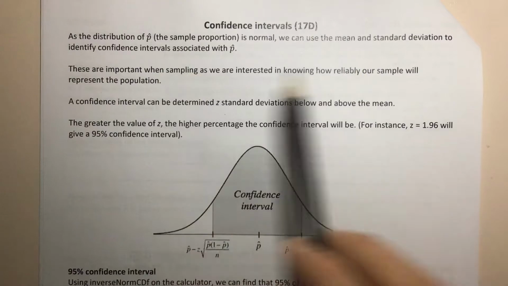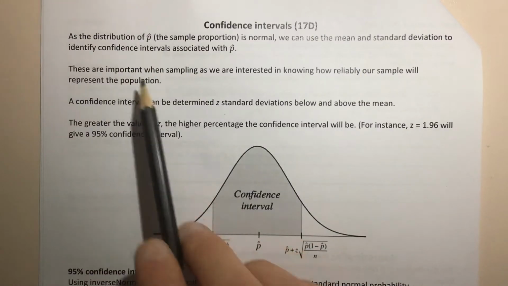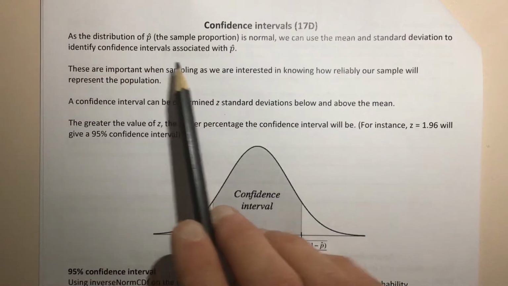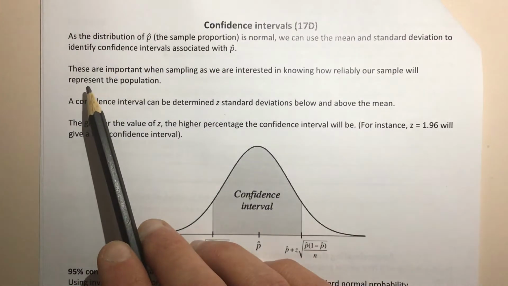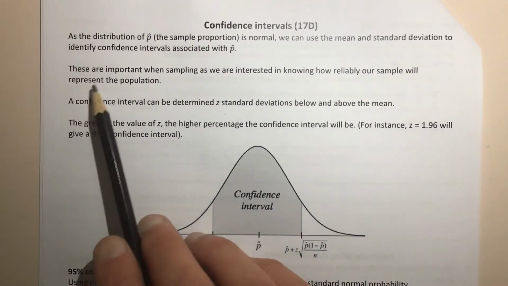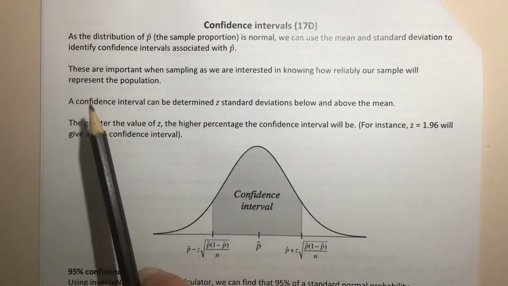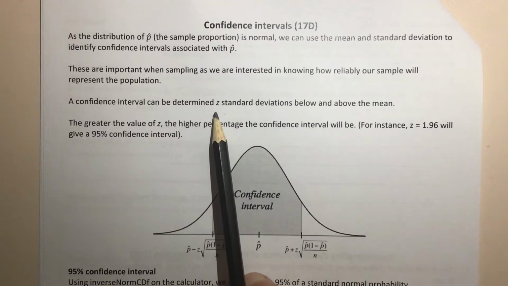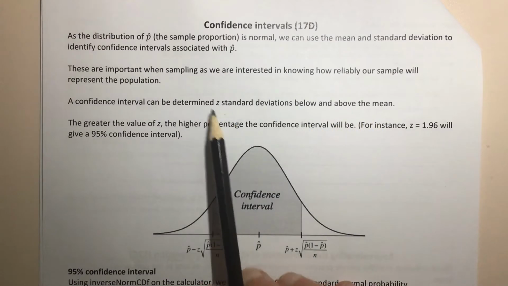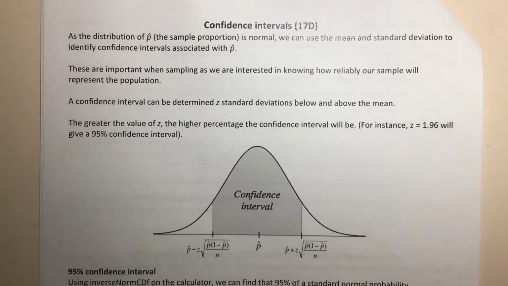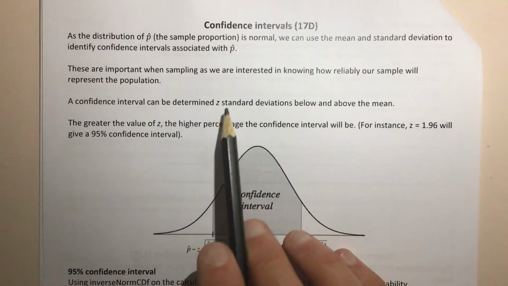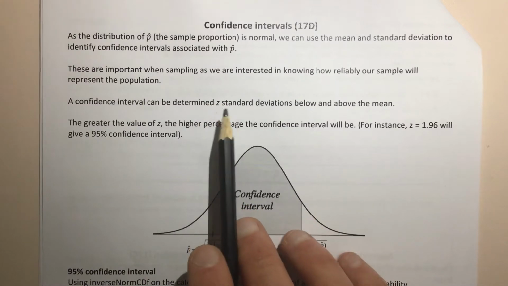In terms of these notes here, as the distribution of p hat is normal, we can use the mean and standard deviation to identify confidence intervals associated with p hat. As I was saying before, these are important because we're interested in knowing how reliably our sample will represent the population. A confidence interval can be determined Z standard deviations below and above the mean. And remember that Z is literally the value that means how many standard deviations above or below the mean we are. A Z value is like a standard score. We looked at those when we started doing normal distributions.